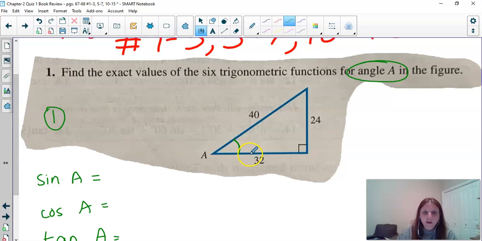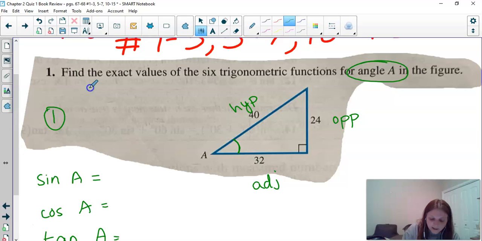So let's start off with angle A, and we're going to identify sides opposite, hypotenuse, and adjacent. Okay, so this is our side. If you go over here, this is the opposite side. Find your hypotenuse. That would be this side right here, and that means this side would be adjacent. So if I'm looking for sine, cosine, and tangent, remember you can use SOHCAHTOA.